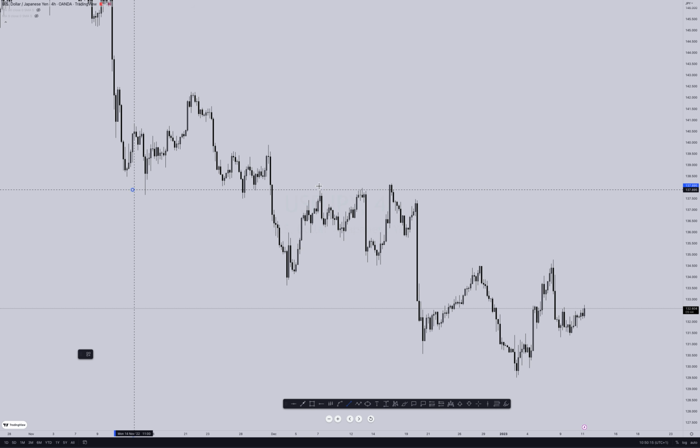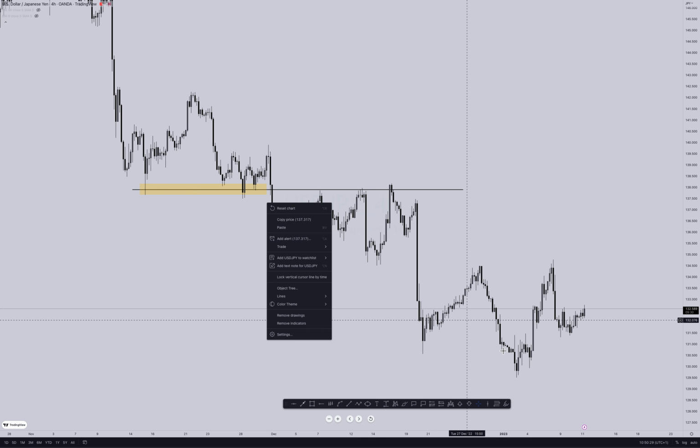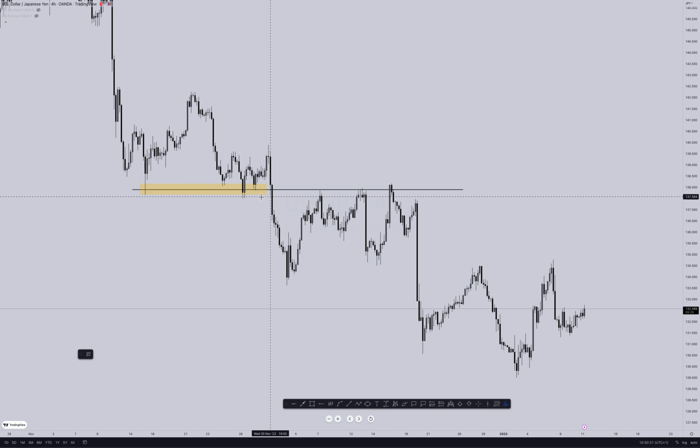This was the previous level, which gave us a clean equal low at this point. We had equal lows. You can see price bouncing off these equal lows, then invalidating the market at this point.